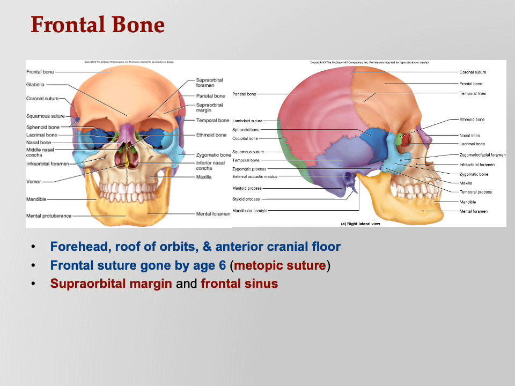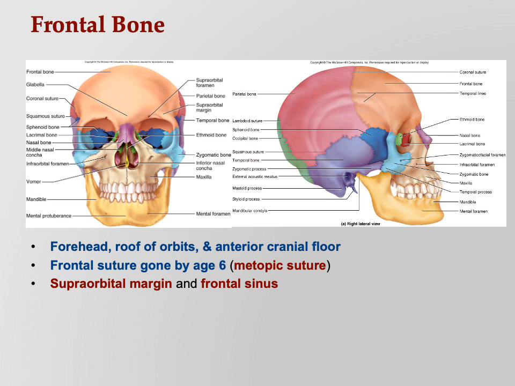The supraorbital margin and the frontal sinus. So you know where your eyebrows are? Feel that hard, bony ridge underneath your eyebrow? That's the supraorbital margin. And then inside of your frontal bone is a space called the frontal sinus. Sinus means the hollow space inside of a bone. So the hollow space inside of the frontal bone is the frontal sinus.